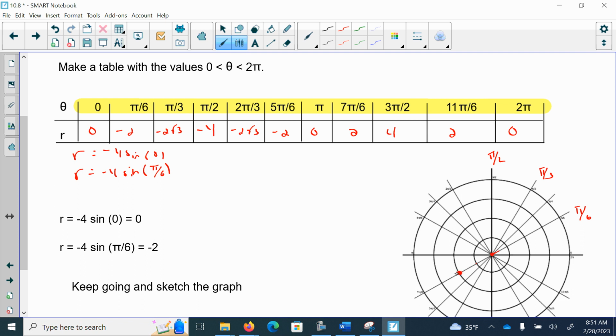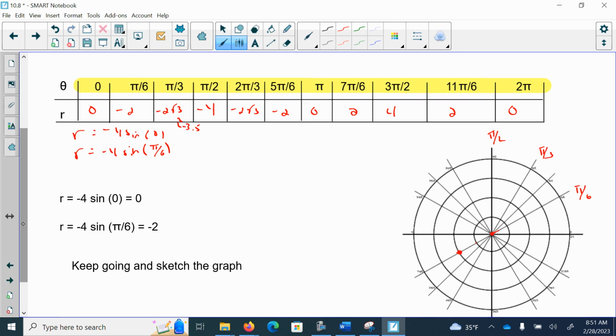Then I'm going to do pi over 3, -2 times the square root of 3. I figured out a decimal approximation for that, which was 3.5, so that'll be -3.5. So here's the line pi over 3. I'm doing negative, so I'm jumping the pole 1, 2, 3.5. And then at pi over 2, here's pi over 2, but my r is negative, so I'm jumping the pole 1, 2, 3, 4, and I'm plotting that right there.